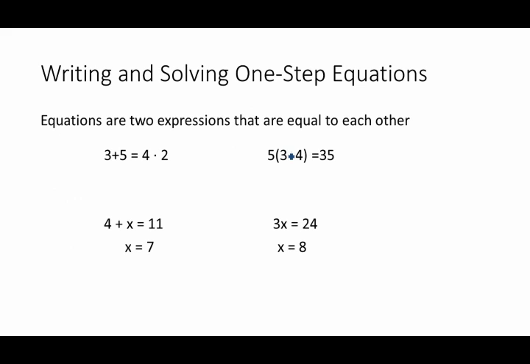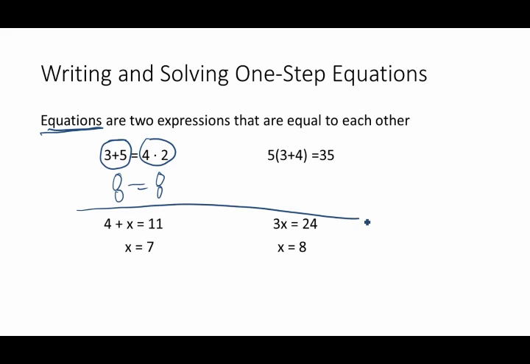Alright, so writing and solving one-step equations. First let's define what an equation is. An equation is two expressions that are equal to each other. So this is an expression here, this is an expression, and they're equal to each other. So 3 plus 5 is 8, and 4 times 2 is 8. So this is pretty simple. These two problems up here are pretty straightforward. 3 plus 4 is 7, so 7 times 5 is 35, which is equal to 35. So what this equal sign represents is that these two numbers are equal.